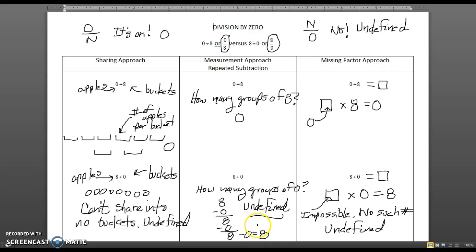That's it. I hope this helped you with both approaches to division as well as division by 0. You need to be prepared to be able to explain division by 0 using all 3 of these approaches.